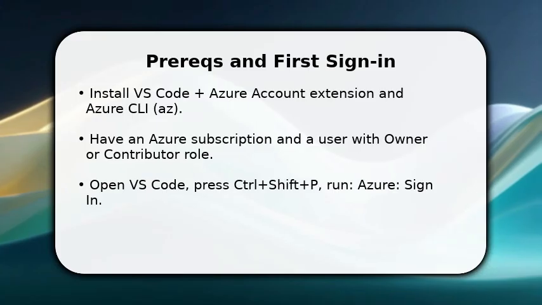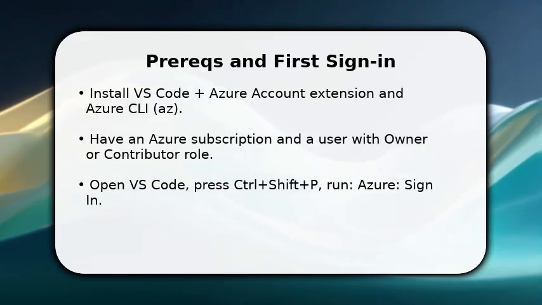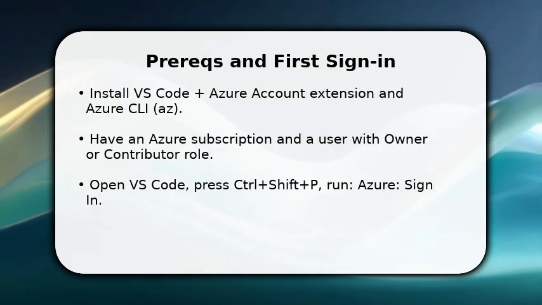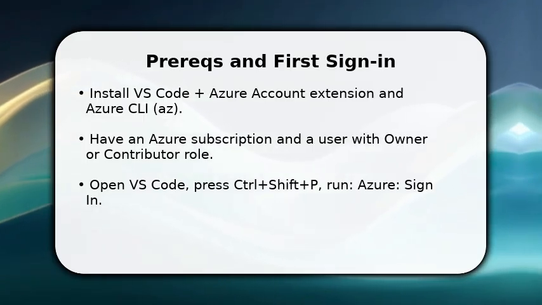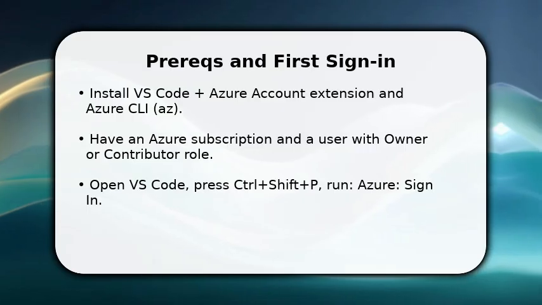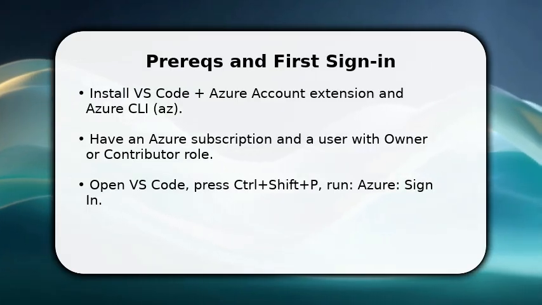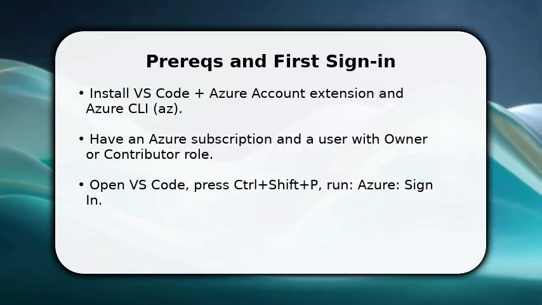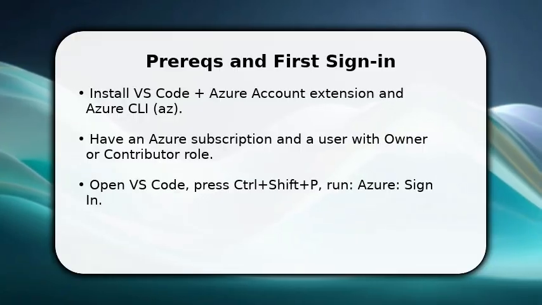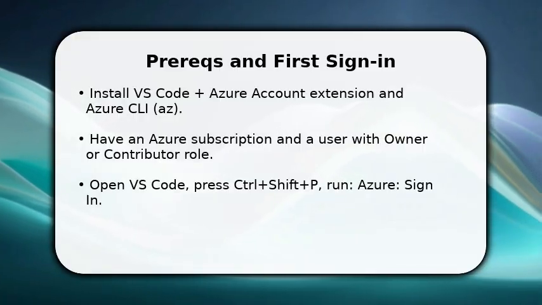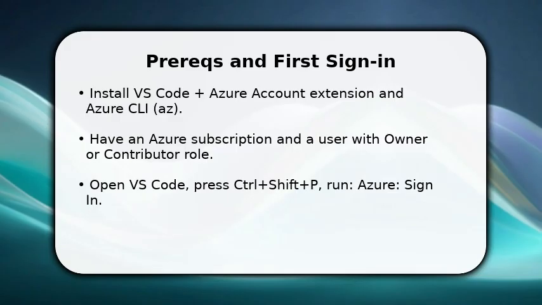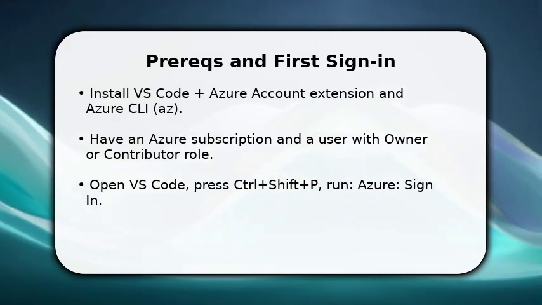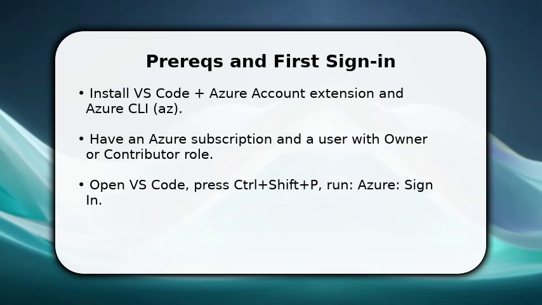You start by confirming prerequisites: VS Code, the Azure account extension, and Azure CLI. Once done, open VS Code and use the command palette to run Azure: Sign In so you can authenticate with your Azure identity. Make sure you choose the subscription you intend to work with when prompted. This step ties your local editor to the cloud account. It's the only supported pathway for the integrated Azure experience in VS Code, and it enables subsequent CLI and extension actions.